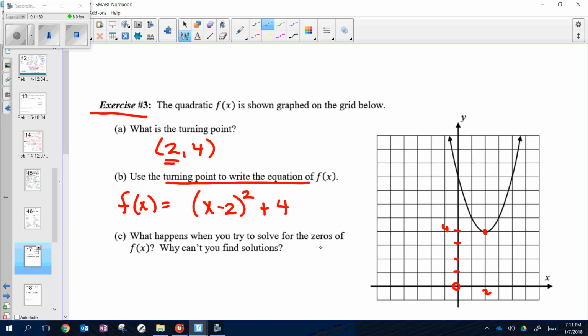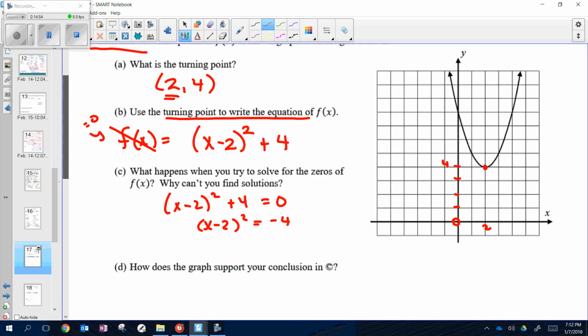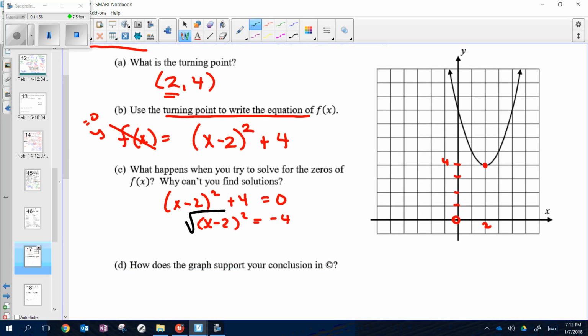What happens when you try to solve for the zeros of f of x? Why can't you find solutions? So if I set it equal to 0, let's just try this. X minus 2 squared plus 4 equals 0. So I'm replacing my function or my y value with 0. And I'm going to subtract 4. And then I'm going to take a square root and put a plus or minus. So it's x minus 2, get rid of the squaring and square rooting, equals plus or minus.